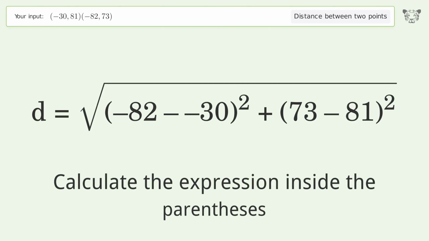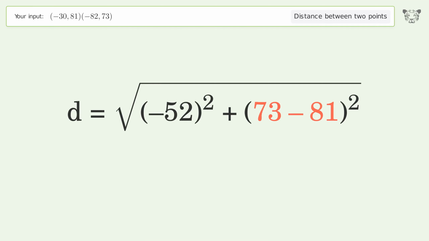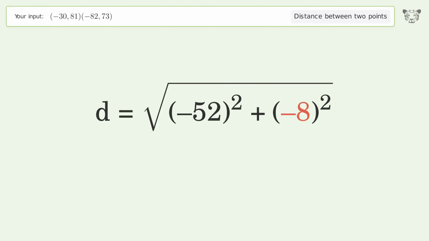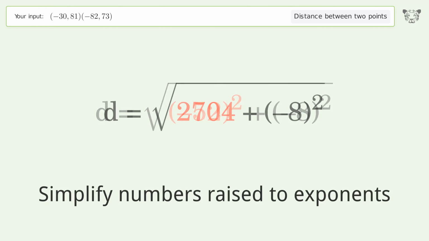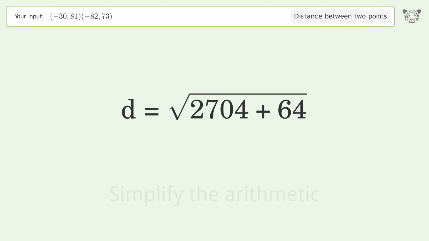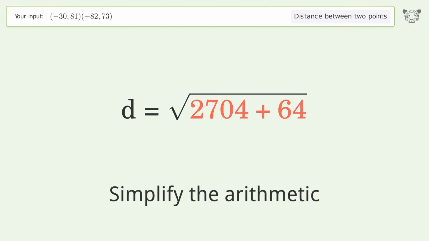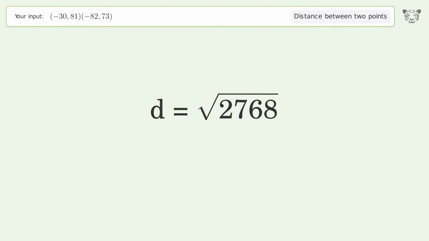Calculate the expression inside the parentheses. Simplify numbers raised to exponents. Simplify the arithmetic. And so the distance between the 2 points is the square root of 2768, or 52.612.